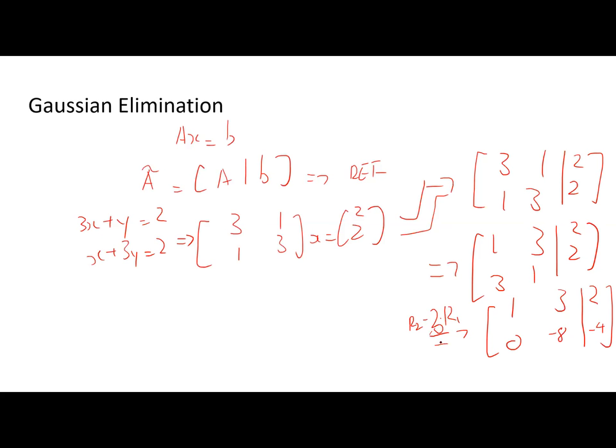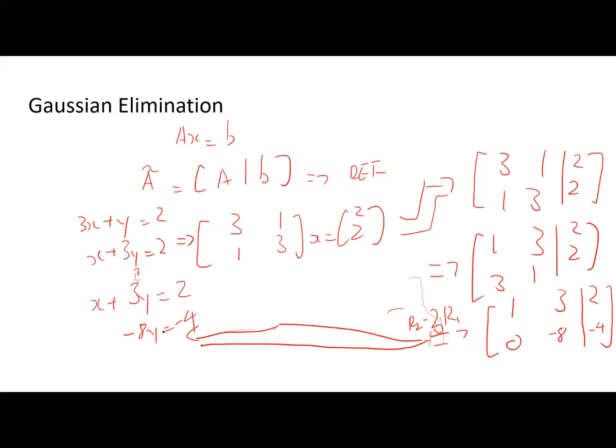And after we reduce this to row echelon form, because we know that row operations do not affect the solution of the equations, we basically simplify the system. If we write it back as a system of linear equations, it means x plus 3y equals 2 and negative 8y equals negative 4. These two systems are equivalent, which means the solution is the same. But you could see the second system is much simpler, because you can immediately tell that y is 0.5 and x is 2 minus 3 times 0.5, which is 0.5.